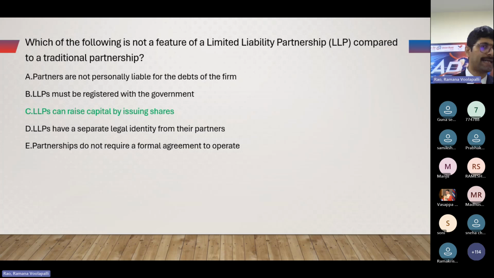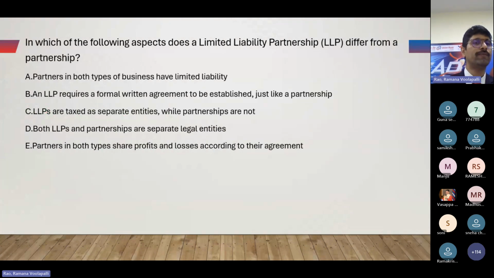Actually, the question is a negating one. Which of the following is not a feature? So many are getting stuck on the word feature. The questions can be misleading like that. Next: in which of the following aspects does a limited liability partnership differ from a partnership? Again, it is a difference between the partnership and a limited liability partnership only.